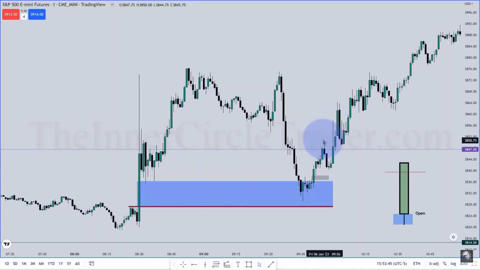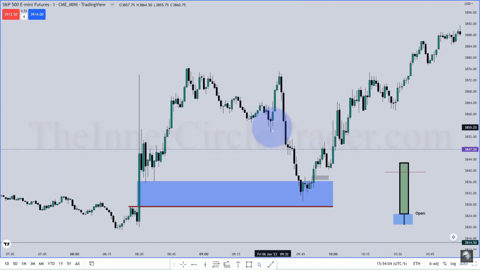So this is what I teach you to look for: the shift in market structure, meaning the market has tipped its hand to you that it wants to go higher. So if it's going to go higher, where's it going to go to? Well, you have an imbalance right here, right? Yeah, that's fine. You have a bearish breaker here. That's fine too. But look closely.